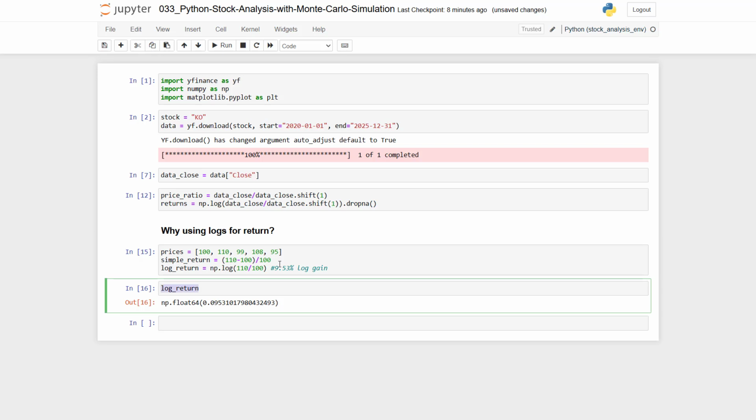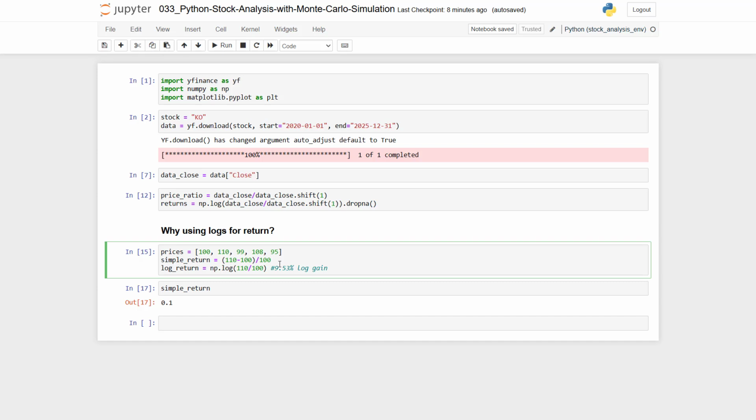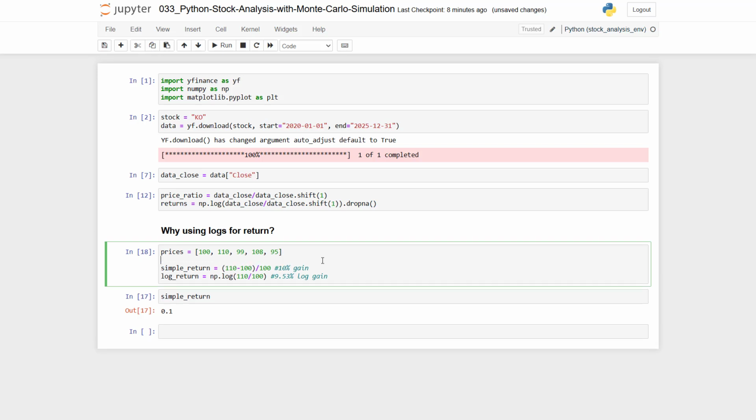And the simple return is 0.1, which is 10%. 10% gain. Yes, what do we earn out of this? And why is the one better than the other? The answer is that actually none of these two is better than the other. Pretty much simple return is used to calculate actual profits and loss, and it is quite useful and easier to explain to anyone because this is how the real world functions.